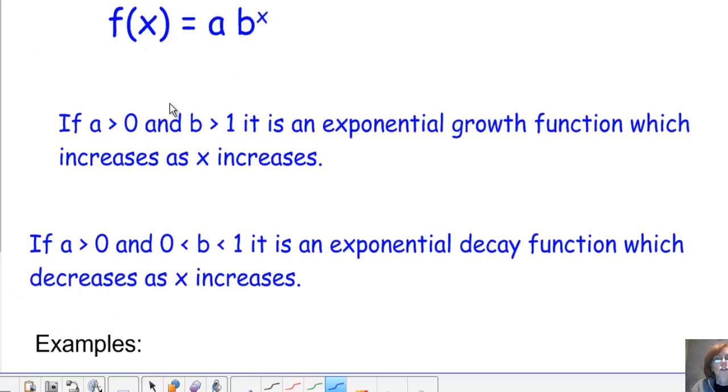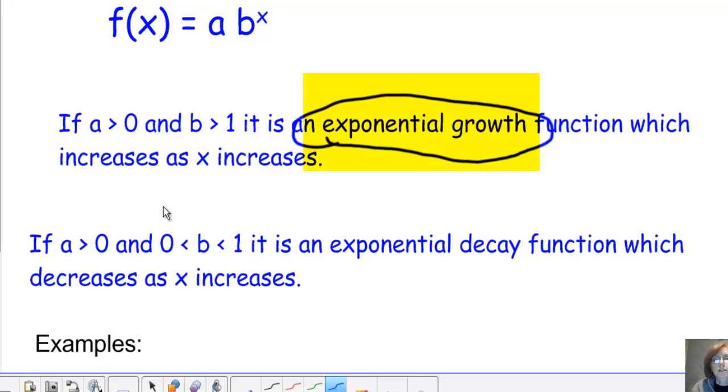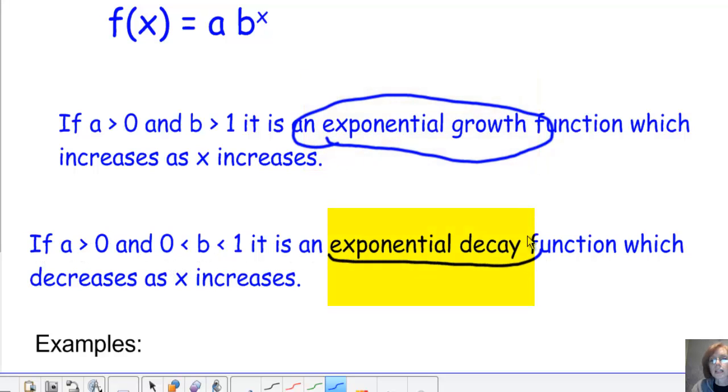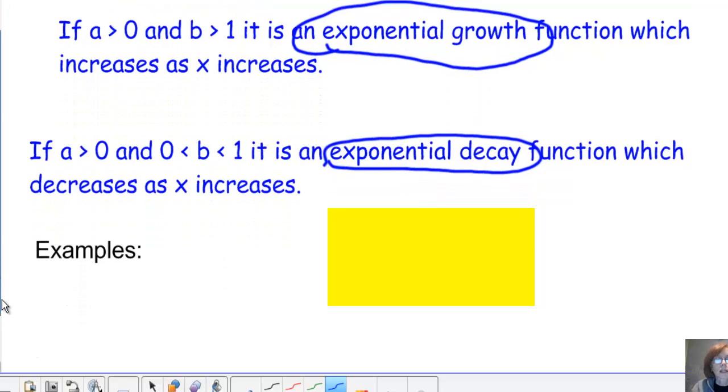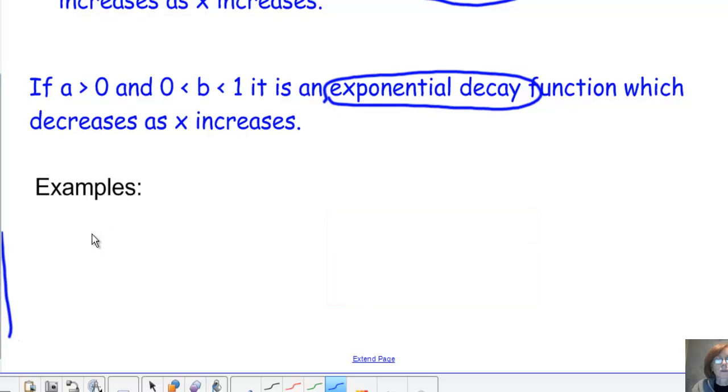So here's our parent function for f of x. It's a times b to the x. If a is greater than 0 and b is greater than 1, this is considered an exponential growth function. The function increases as x increases. If a is greater than 0 and b is between 0 and 1, then it's an exponential decay function, which means that the function decreases as x increases. So let's look at a few examples.